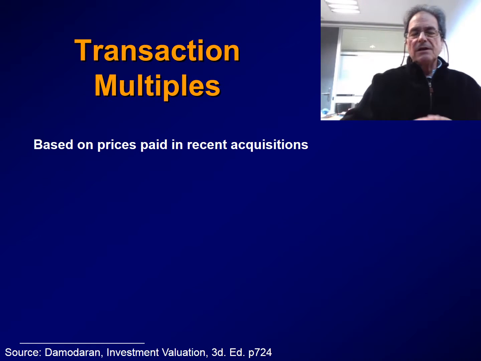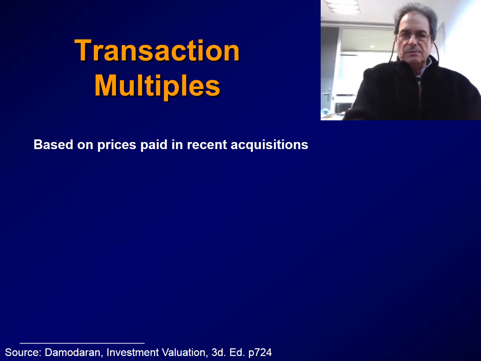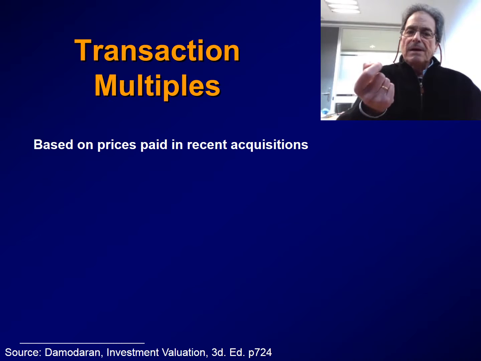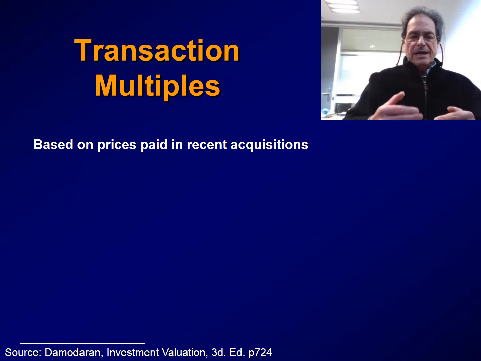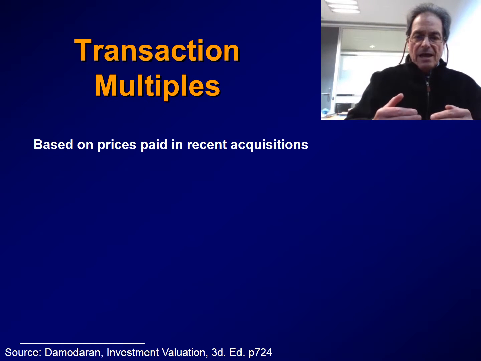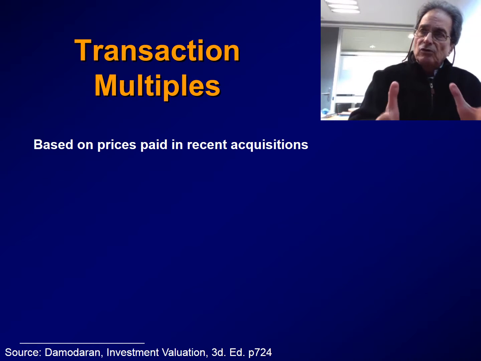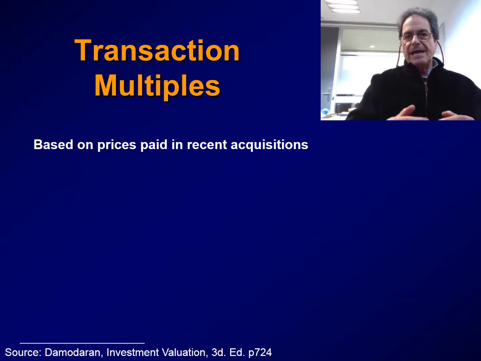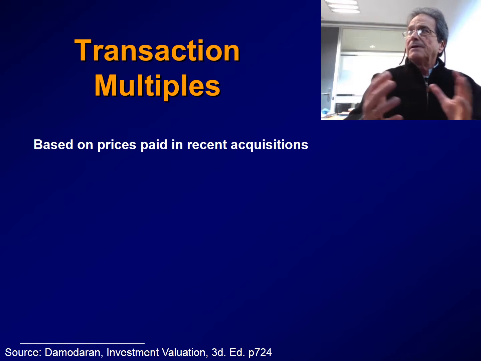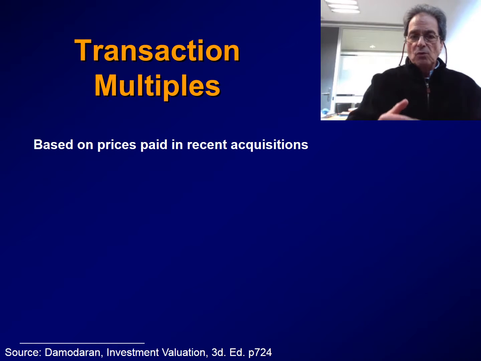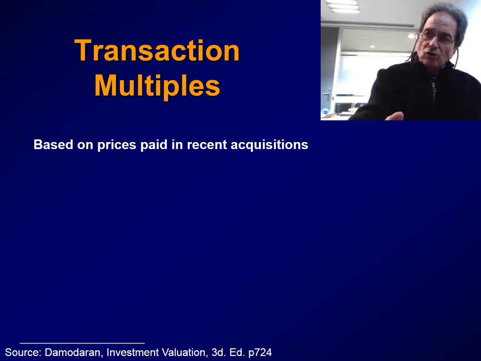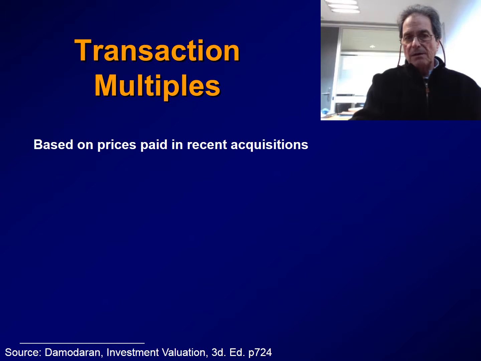There are other multiples which are known as transaction multiples. These are multiples that correspond to recent acquisitions, and by this we mean cases in which a company is acquired by another company, so it's completely controlled by another company. This is a case which is different from a simple stock transaction, because when you acquire the control of another company, you are going to manage this company, and somehow you are going to transfer some know-how to this company that you are purchasing.